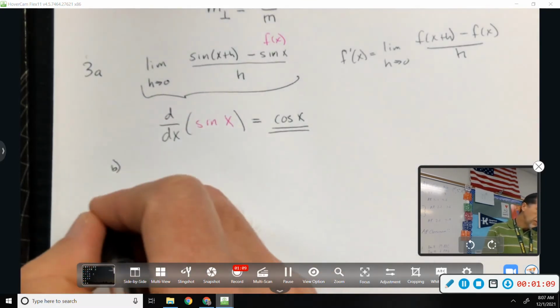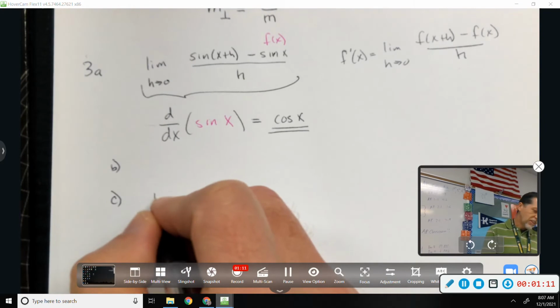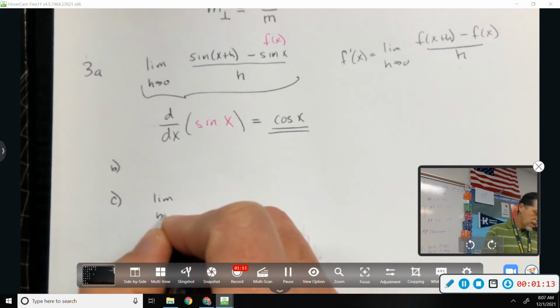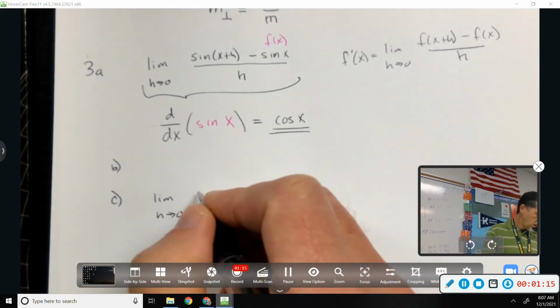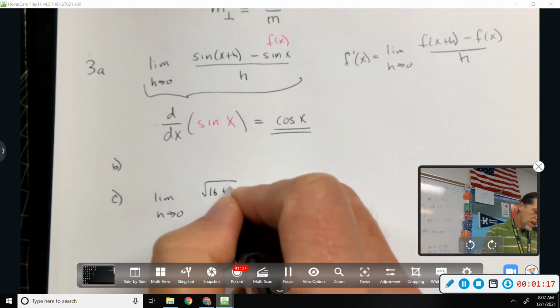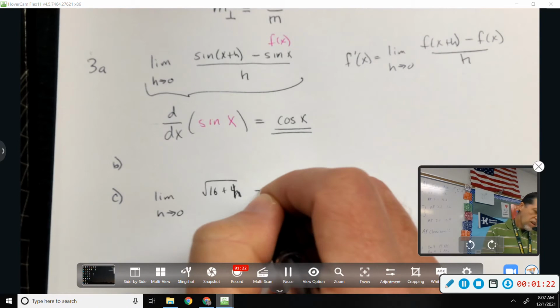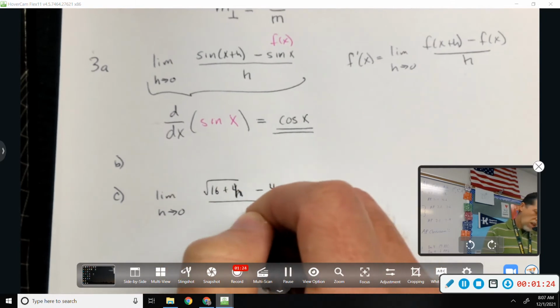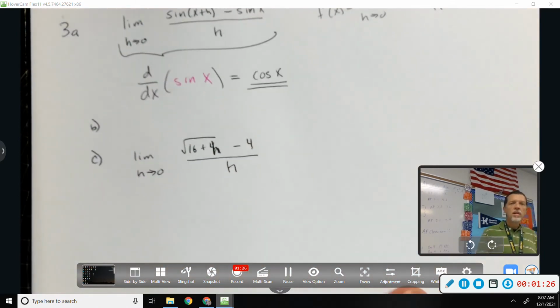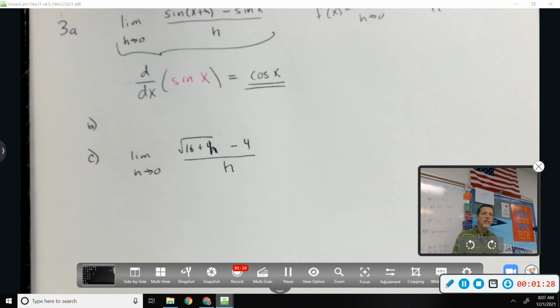B is similar. Let's look at C. C looks a little different. 16 plus h. So that one, there's a 4 sitting there that looks kind of strange.